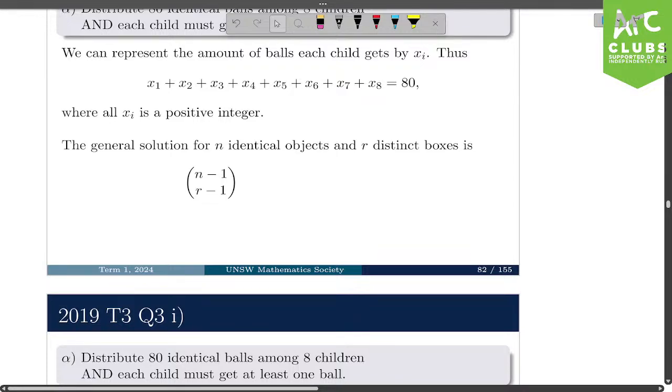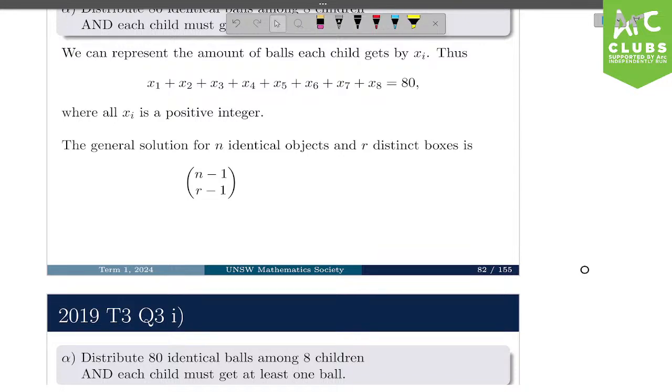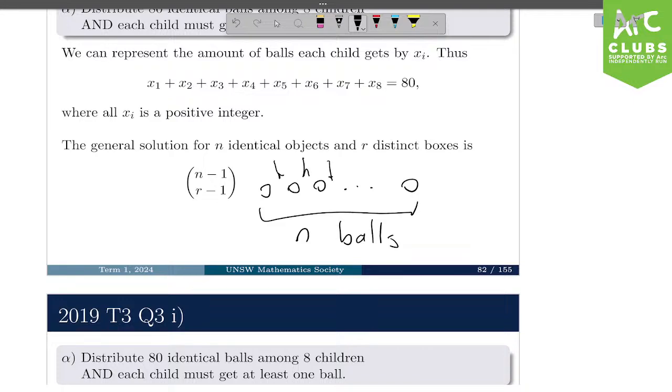So we note that we have our n objects, and we have our boxes such that each distinct box has at least 1. So what we could do, same thing again. We have our n identical objects. So in this case, it's n balls. And we note that in between the balls, there's n-1 gaps. And we look to place our r-1 barriers in the n-1 gaps.